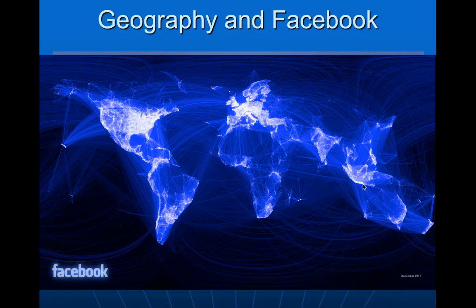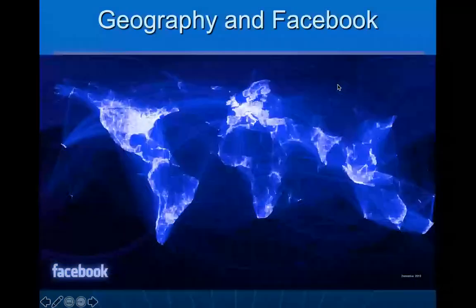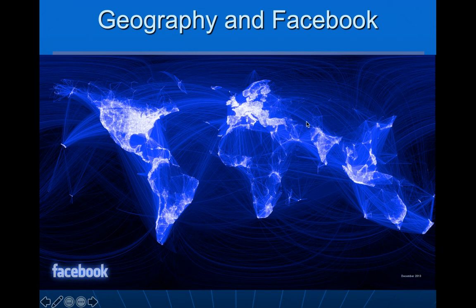Geography and Facebook. This map shows the usage of Facebook throughout the world. You'll notice that the United States and Europe make up the majority of Facebook users, but then you have darkened out areas for Russia and China. That's because the government limits access to Facebook in those countries, so there is very little usage.